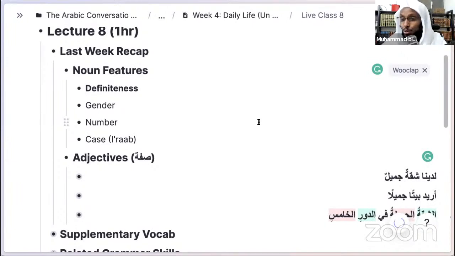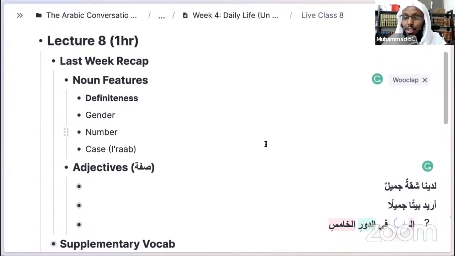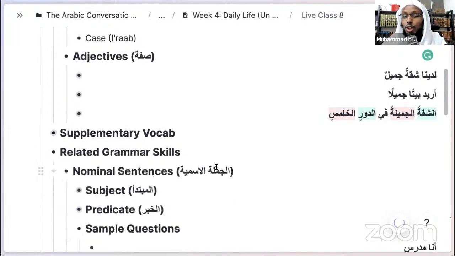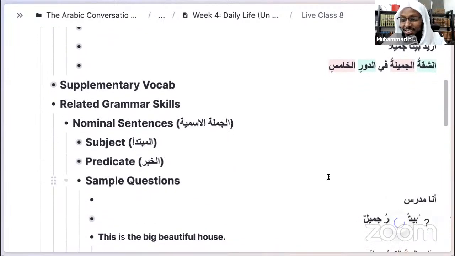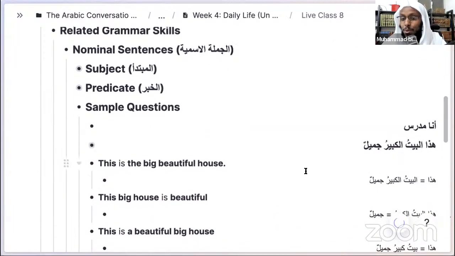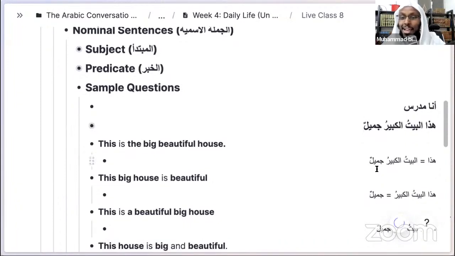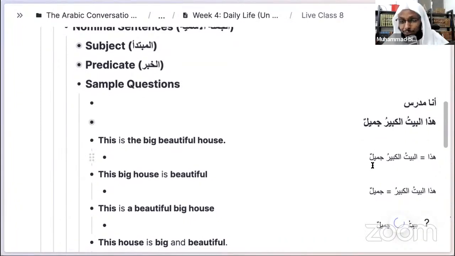Equal. The equal sign. I used the equal sign earlier because this is also called in English an equational sentence. Why is it an equational sentence? Because you're basically saying this is that. It's like an equation. 2 + 2 is 4. Same thing. This house is beautiful. So they call it an equational sentence. So where do you put the "is"? You put the "is" when you find the indefinite noun.